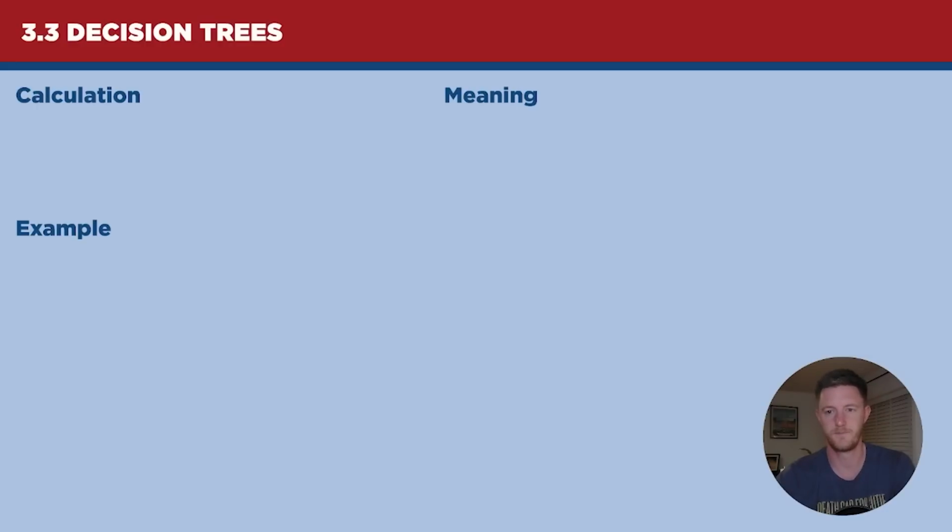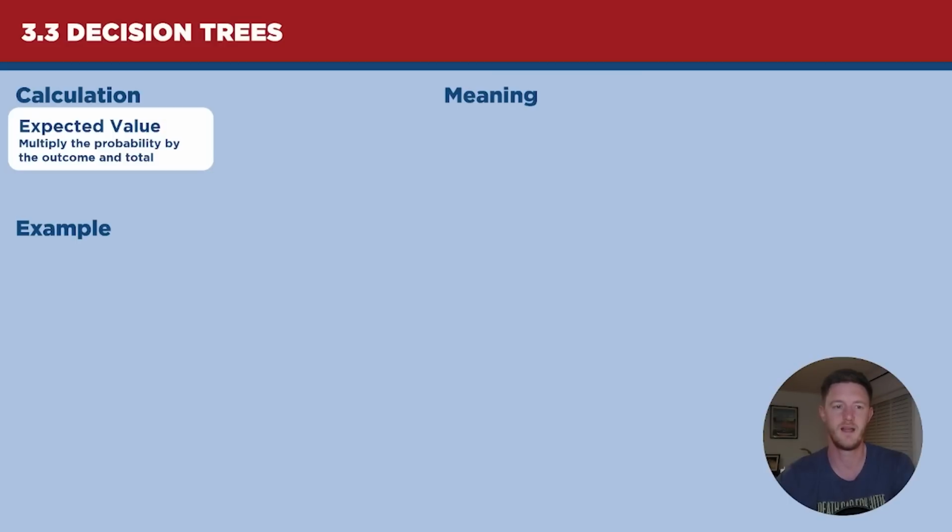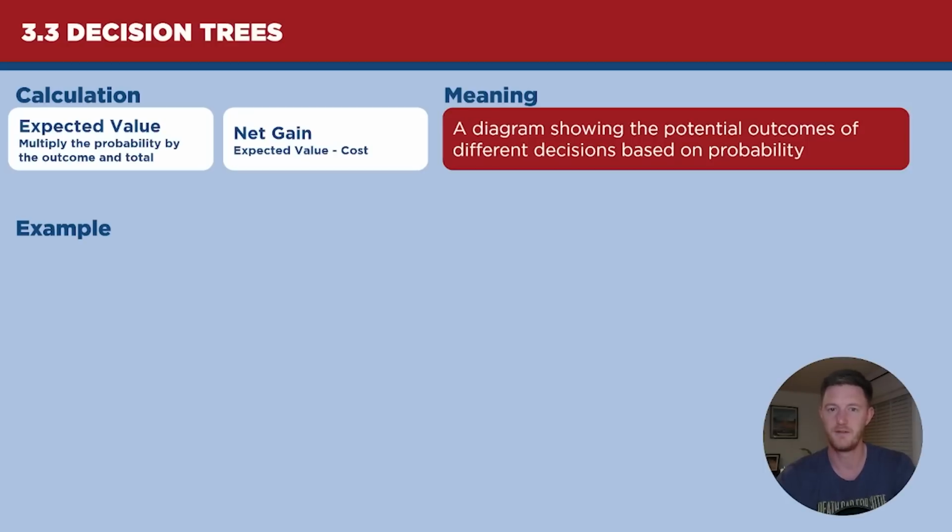Decision trees. So decision trees, we've got two calculations here. The expected value, which is if we did the decision in a simulation, did it 100 times, on average, it's our average expected value. And then our net gain is how much we would get overall, so our expected value return minus the cost of doing it. And this whole thing is a diagram showing the potential outcomes of different decisions based on probability.